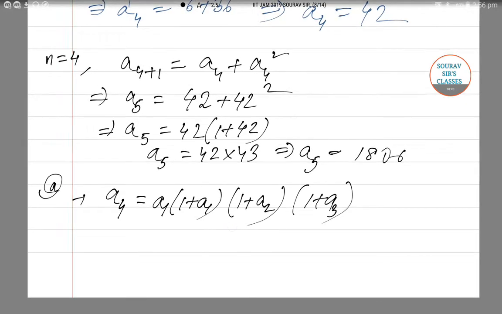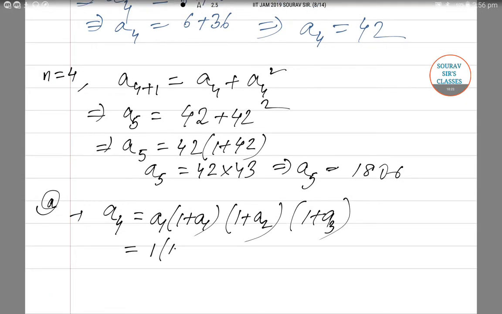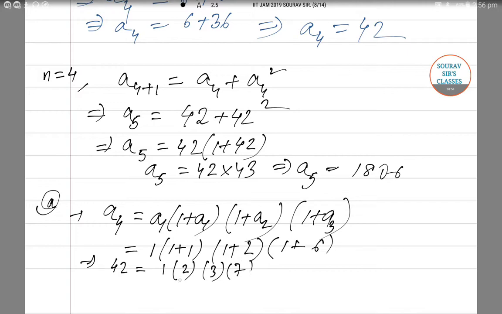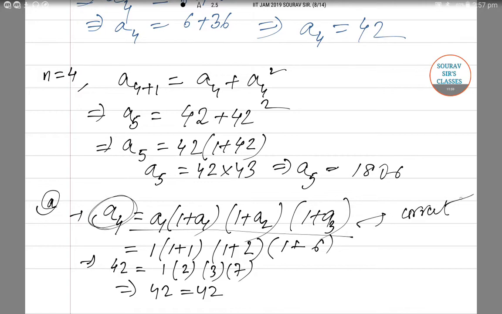So just put the value: 1, 1 plus 1, 1 plus our a2's value. So a2 value comes to be 2, right? Yes, 2. Our a3 value came to be 6. So if we solve it, 1 into 2 into 3 into 7, which is equal to 42. Our a4 value came to be 42. So 42 equal to 42, which means a4 equal to this is the correct option. So we have got the first correct alternative.